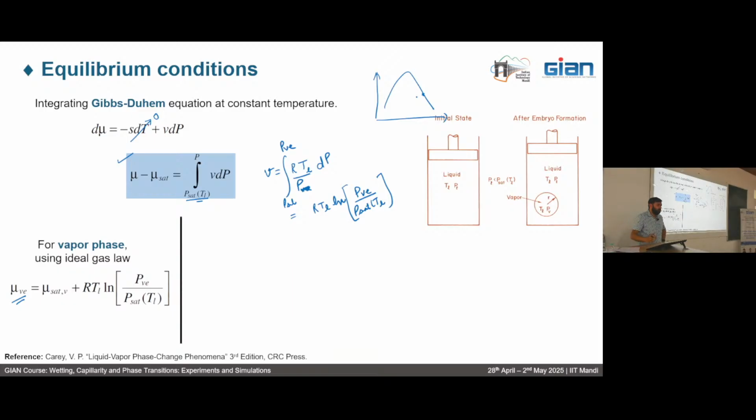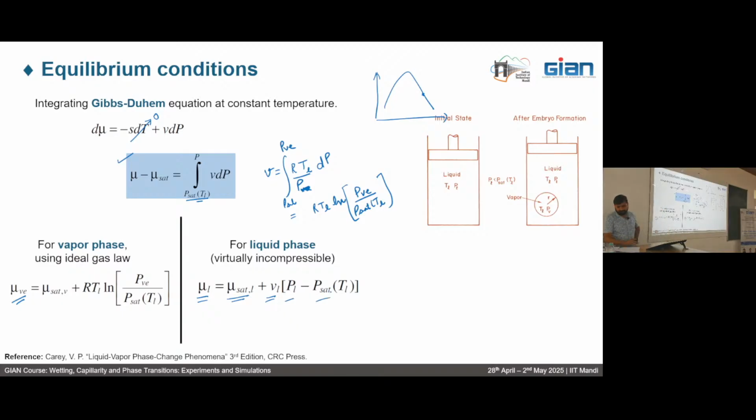Similarly, we can do this for the liquid, but we know that liquids are incompressible, so it means that volume is not a very strong function of pressure there. So simply we can write mu L is equal to mu saturation liquid plus VL, which is the specific volume of the liquid, times PL minus P saturation at temperature TL.